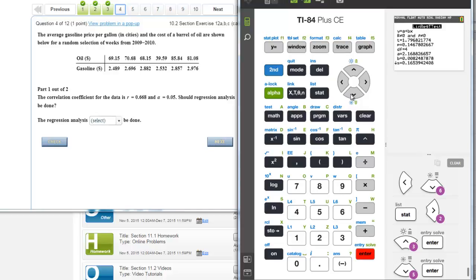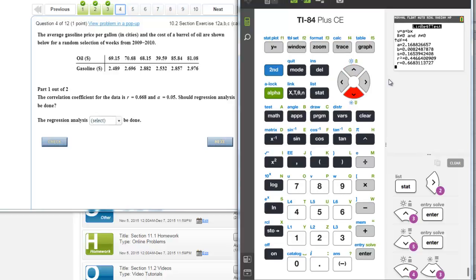Now the values that we get here, we see that P is 0.1467. Now this is greater than 0.05. So we should not reject the null hypothesis that the population correlation coefficient is equal to 0.